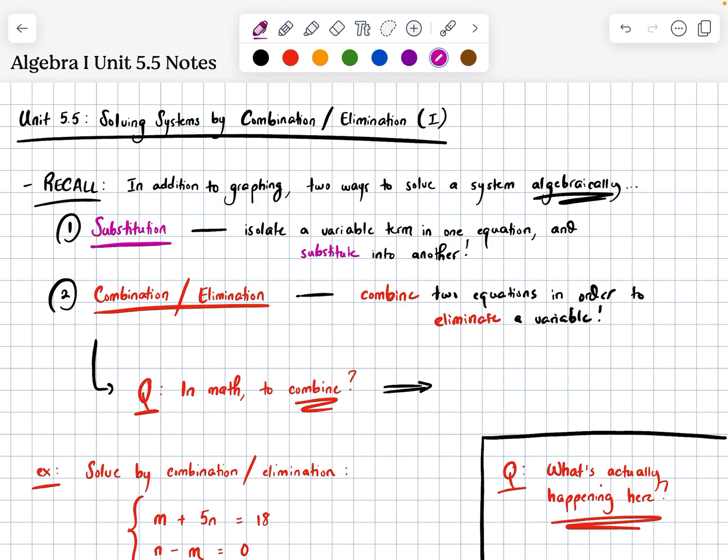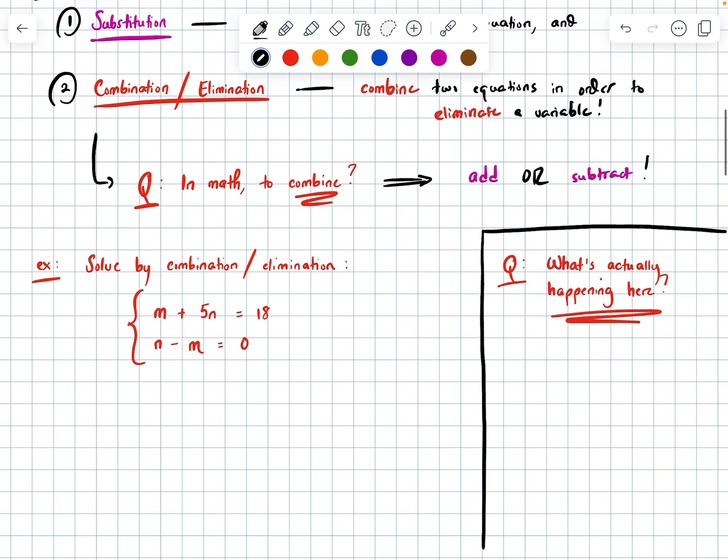Well, if I want to do some combination of things, usually what that tells me is I'm trying to add them together. For the purposes of this, though, addition is the same thing as subtraction, right? Subtraction is just fancy addition. So what I'm trying to do using combination and elimination is to either add the equations in the system together or subtract one of them from the other. Let's see how it works.